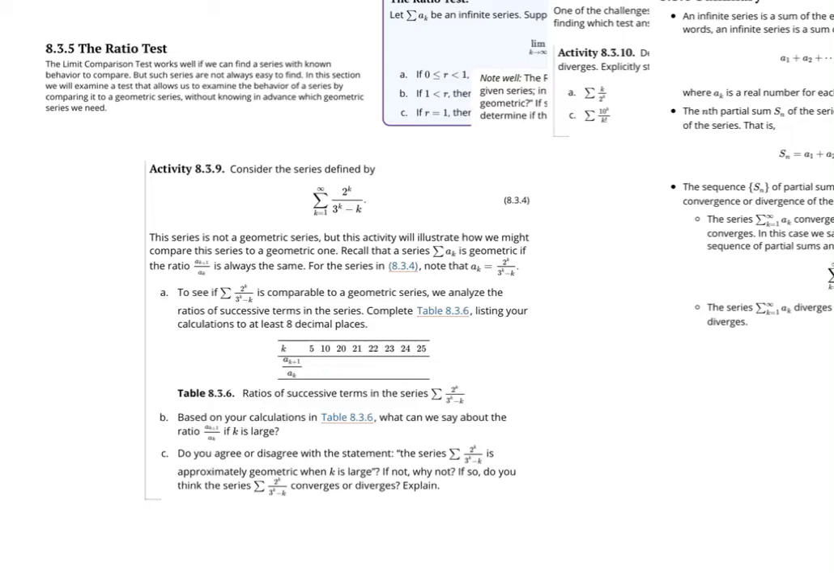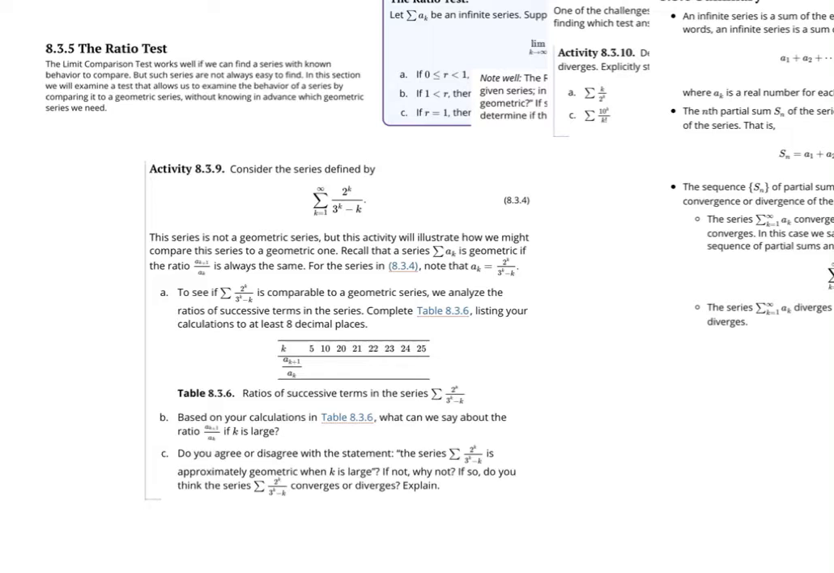Now, if you were to figure out what A6 over A5 was, what A11 over A10 was, what A21 over A20, A22 over A21, etc. If you were to figure that out, you would notice that there's not a huge difference in those ratios. Now, if you let k be much, much larger, what's going to happen? Well, the prediction that activity 8.3.9 is trying to lead you to is that that ratio is going to seem to always be the same, or very close to being the same as k gets larger and larger.